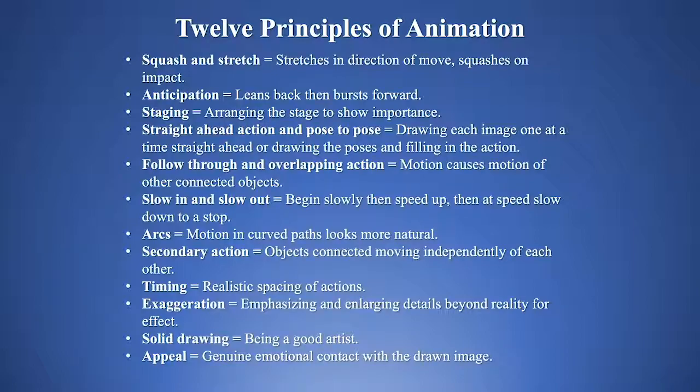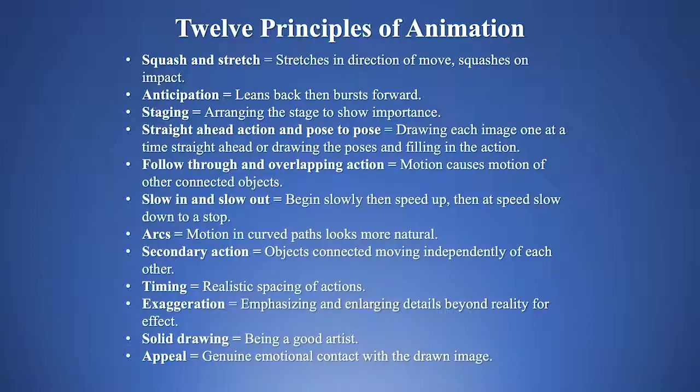Follow through and overlapping action. Motion causes motion of other connected objects. Slow in and slow out. Begin slowly and then speed up. And then when you come to the high speed, then you slow down when you come to a stop. That's the very natural way of moving. You can't start going 50 miles per hour. You have to accelerate.